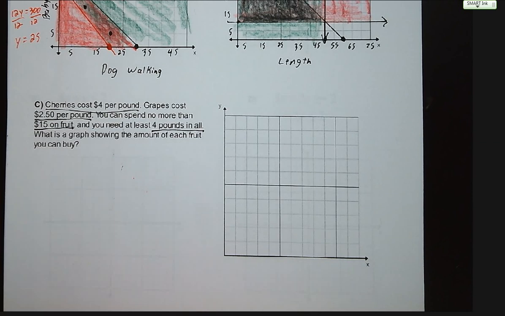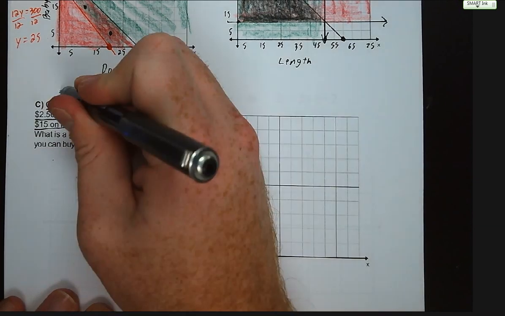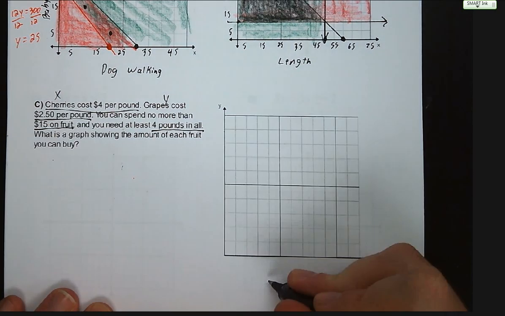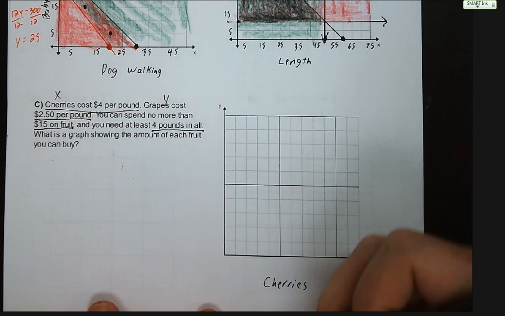So first of all, let's write our two equations. So we know we need to have at least 4 pounds of fruit. So if we said cherries are x and grapes are y, so cherries and grapes.